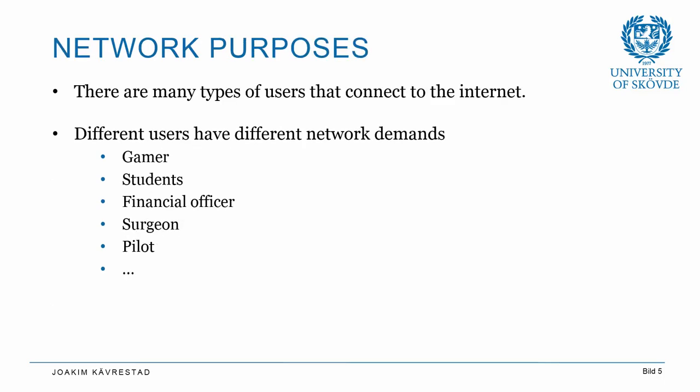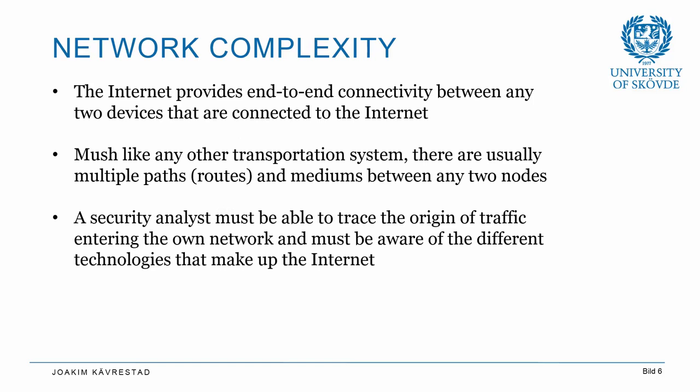In modern networks there are many different requirements. There are many types of users that connect to the internet today. And you should know that different users have different network demands. You can consider that a gamer, student, financial officer, surgeon, and pilot will have very, very different demands on a network. This adds a high level of complexity. And what the internet does is that it provides end-to-end connectivity between any 2 devices that are connected to it.